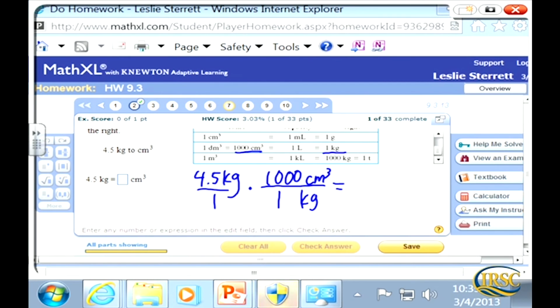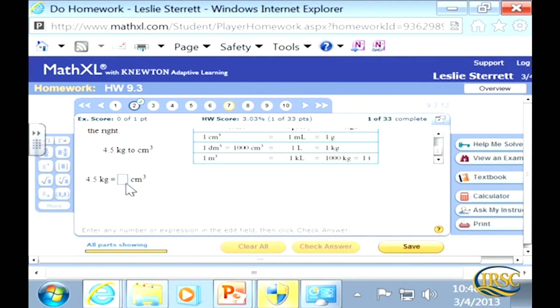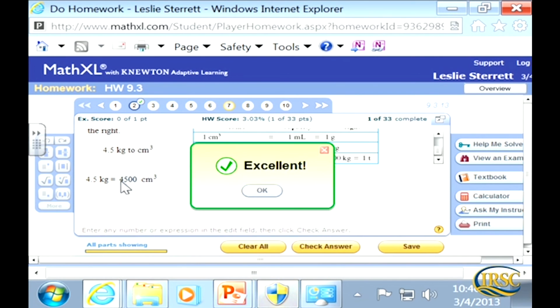Okay, so multiplying by 1,000, that's the same as moving our decimal 3 zeros, 3 places to the right. And so we get 4,500 cubic centimeters. So again, some of you guys looked at it a little differently, and that's okay. If you choose to convert kilograms to grams first and then go back to cubic centimeters, you can do that. It's up to you. But the direct comparison is going to be the fastest. Okay, so 4,500, excellent.